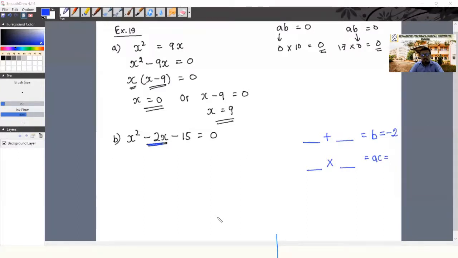The value of a here is what? Plus 1. Value of c is minus 15. Plus 1 into minus 15, that is minus 15. Yes. Now we need to determine these two values.